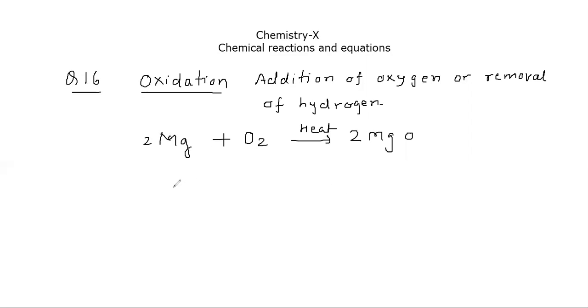Let's take another example. Copper, when heated in air, gives CuO. So here copper is getting oxidized. Now we balance it. If we put 2 here and 2 here, the equation is balanced. Now let's take an example of reduction.